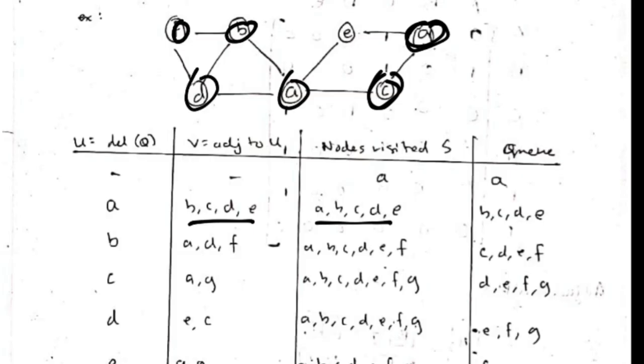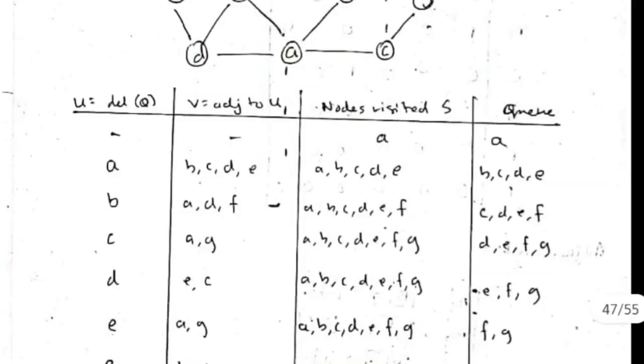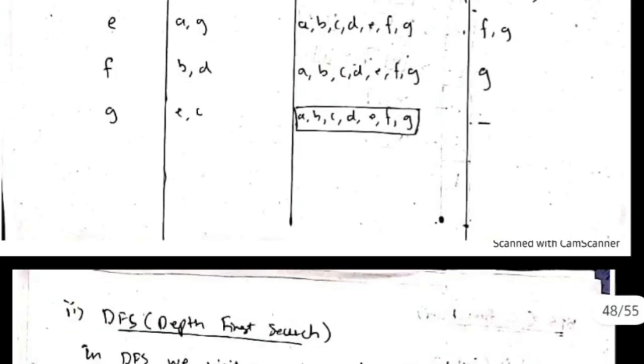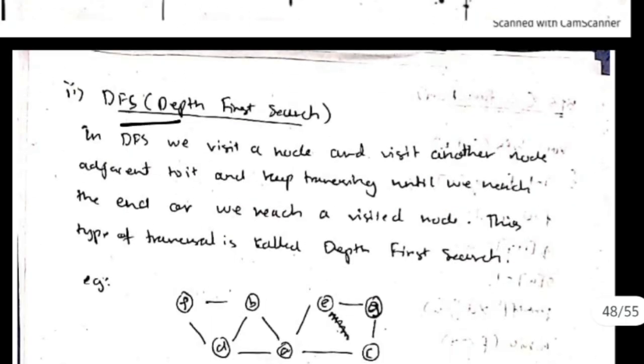So we will travel E, C, D and B first, then from B we will travel to F, D, then from C we will travel to G, A, and from G we will travel to E. In that way we will visit all the nodes and we will get the final expression here. This is breadth first search. The next one is depth first search.